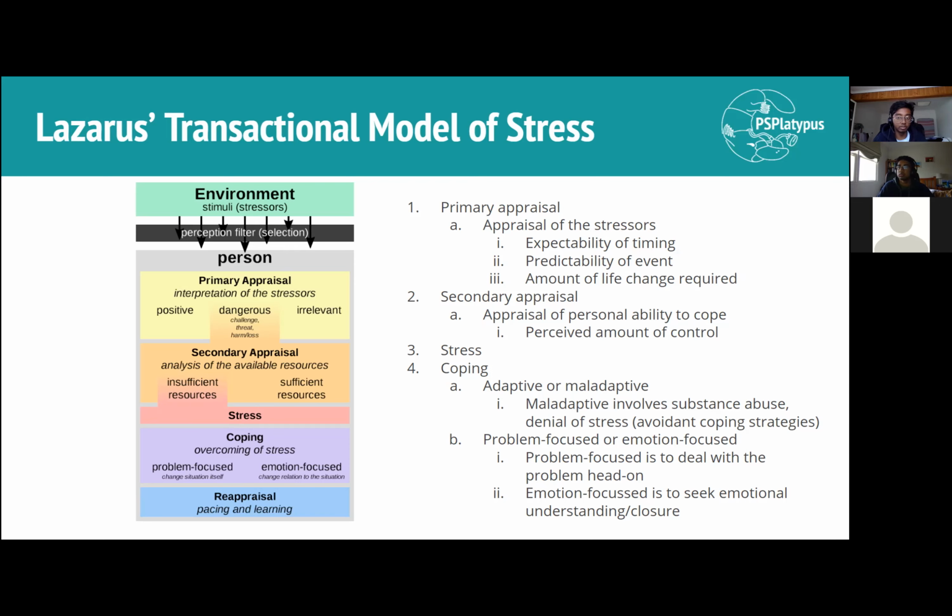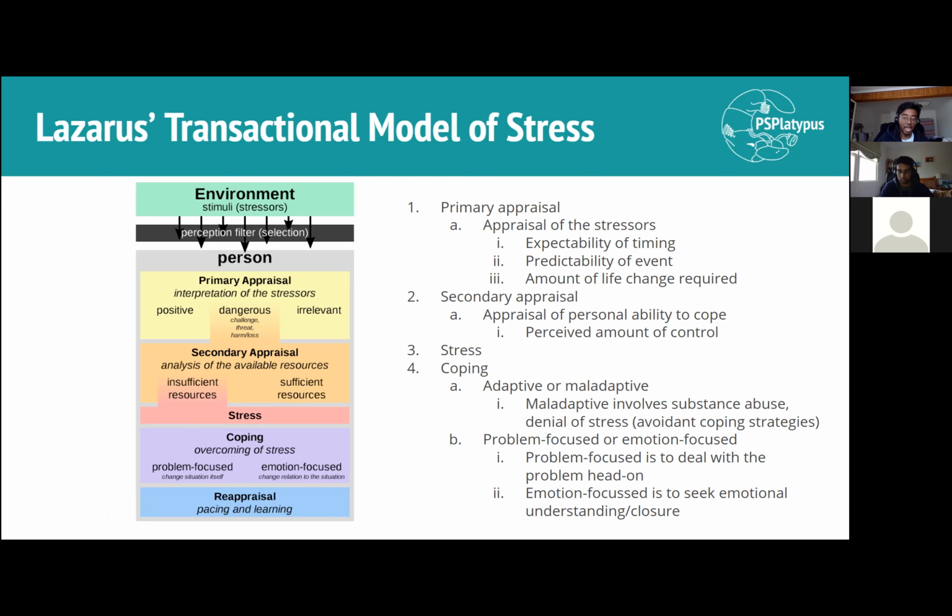Secondary appraisal is the appraisal of the personal ability to cope. So that is the person's appraisal of themselves. And third, we analyze if the primary appraisal is worse than the secondary appraisal. Same story: if the demand of the stressor is greater than the amount that you're capable of, then we experience stress if there are insufficient resources. And coping is essentially overcoming the stress, and it can be done in a bunch of different ways.